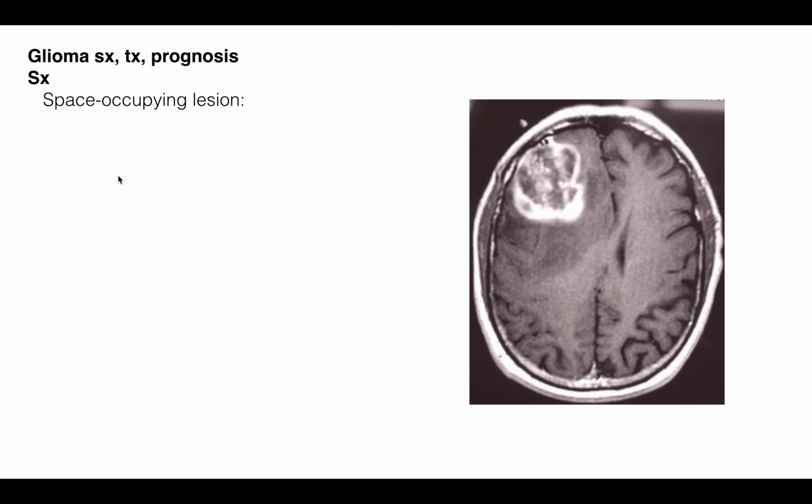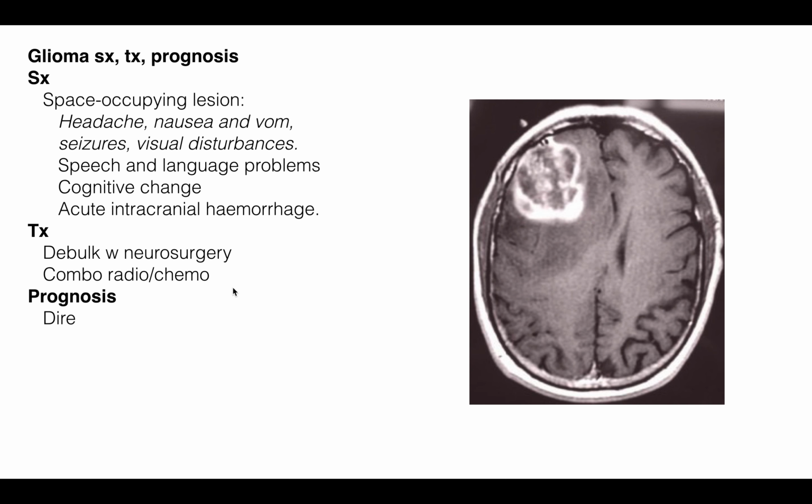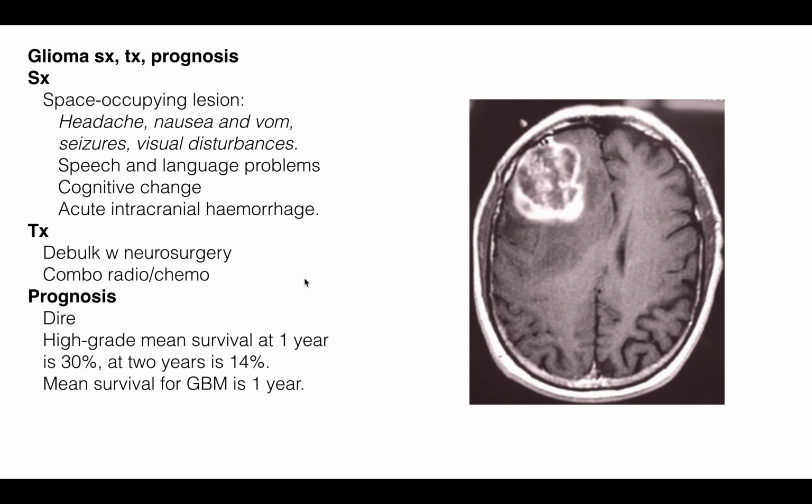So, symptoms of the glioma, it's a space-occupying lesion, so it's all the signs that you'd expect, including speech and language problems, headache, nausea, visual disturbances. Don't forget papilloedema at end stage as well. Treatment, you debulk, combo radio and chemo, prognosis is dire. So the high-grade survival at 1 year is 30%, and at 2 years it's 14%. Mean survival for GBM is only 1 year.